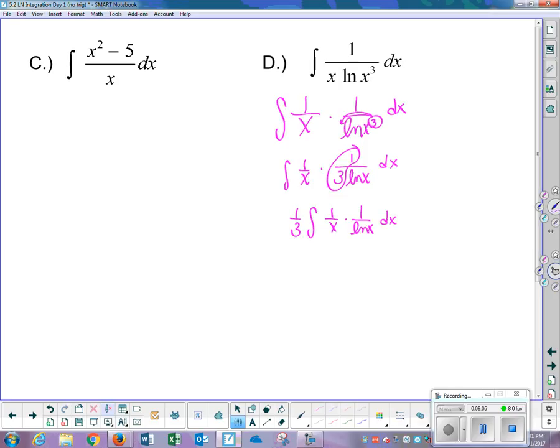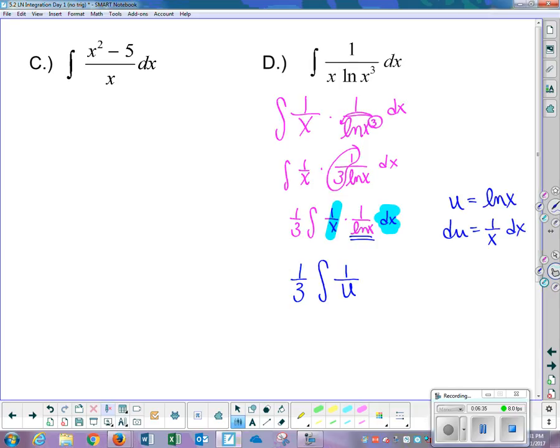Now, you sub this. Let u equal natural log of x. The derivative then becomes, wait till you see this, woohoo, it is 1 over x dx, which is what we have right here. We have 1 over x dx times dx. That can be replaced using a du. So I'd have 1 over 3 times the integral of 1 over u, replace natural log x with u, and then 1 over x dx is equivalent to du. Well, this just turned into a nice problem, didn't it?